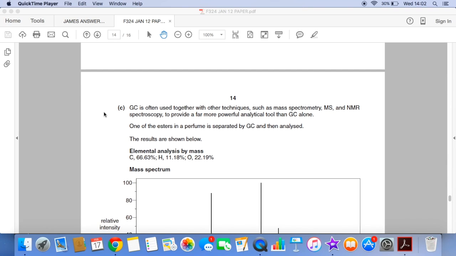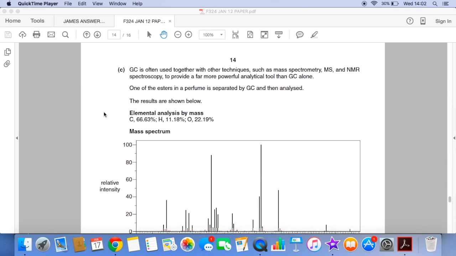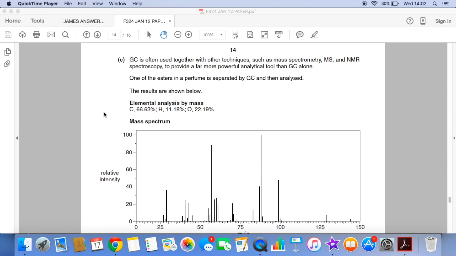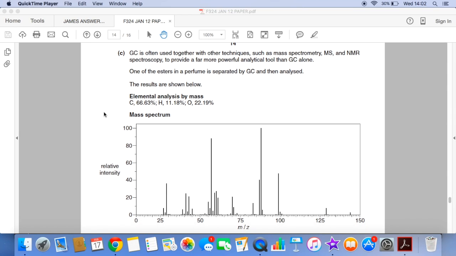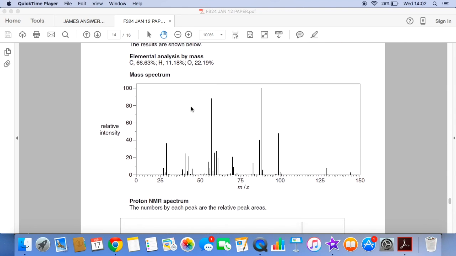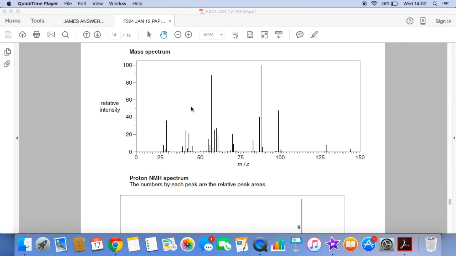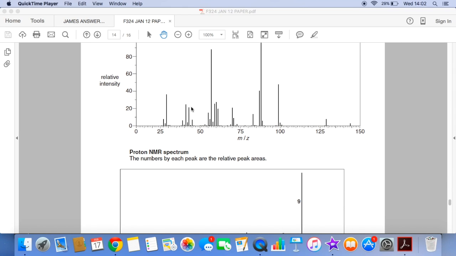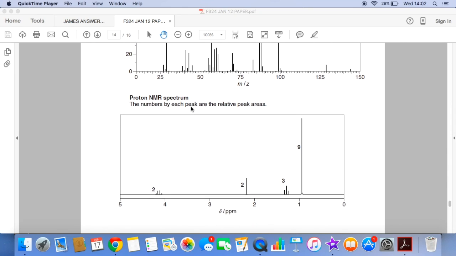And the main part of the question now is a big analysis question where they ask you to work out the structure of an ester. And you've got to use all of the information given. So you're given some analysis by mass, so we'll be thinking what you could do with that. You're given a mass spectrum, and you're given the proton NMR spectrum.